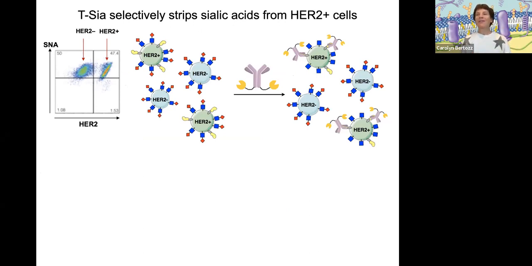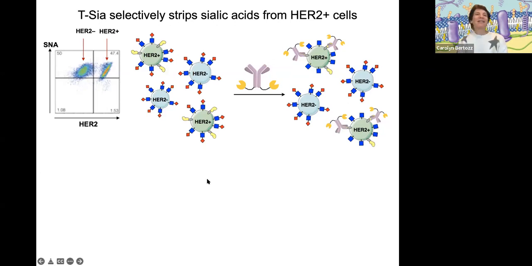which would be breast cancer cells, without removing the sialic acids from HER2 negative cells, which would be other healthy cells in the body. And it's important that we're not stripping sialic acids off of healthy cells, because that would potentiate autoimmunity against our healthy tissues. We don't want that. We want to strip the sialic acids off of just the cancer cells to render them susceptible to killing by immune cells.